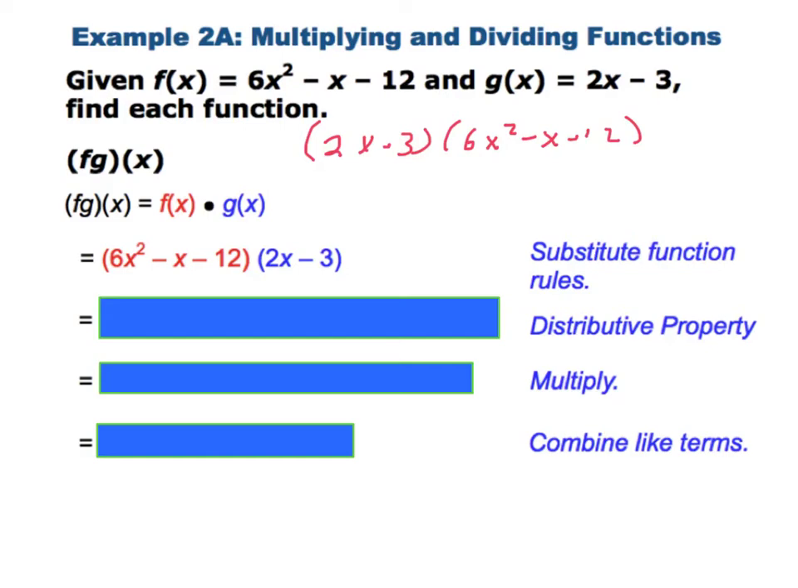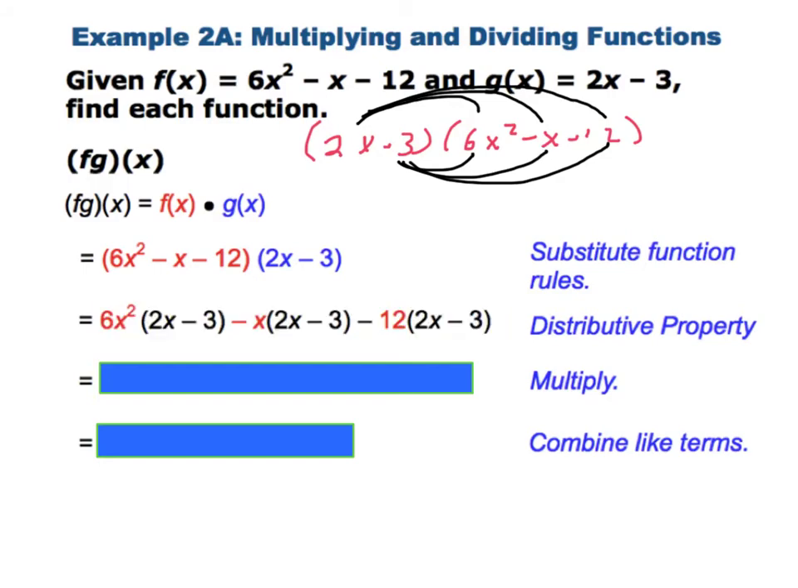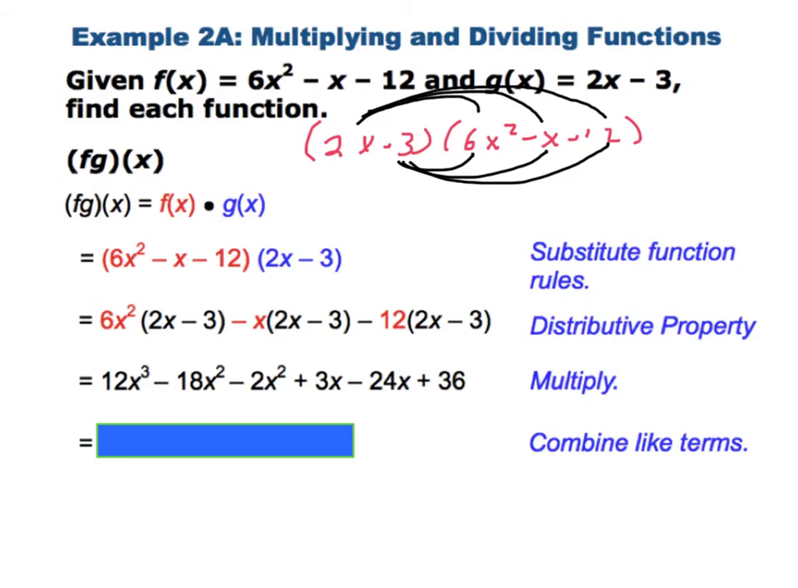When we distribute, you're going to distribute the 2x times each one of those in the trinomial. Then you're going to distribute the negative 3 into each one of those in the trinomial. And after you do that, it's going to look something like this right here. Okay? There we go.